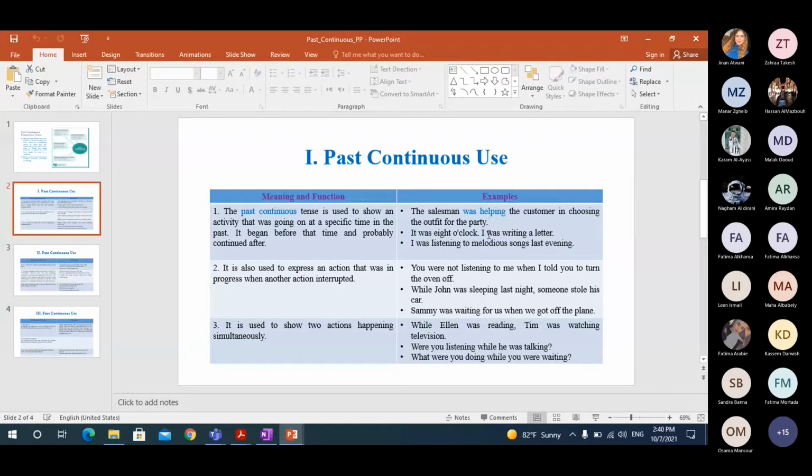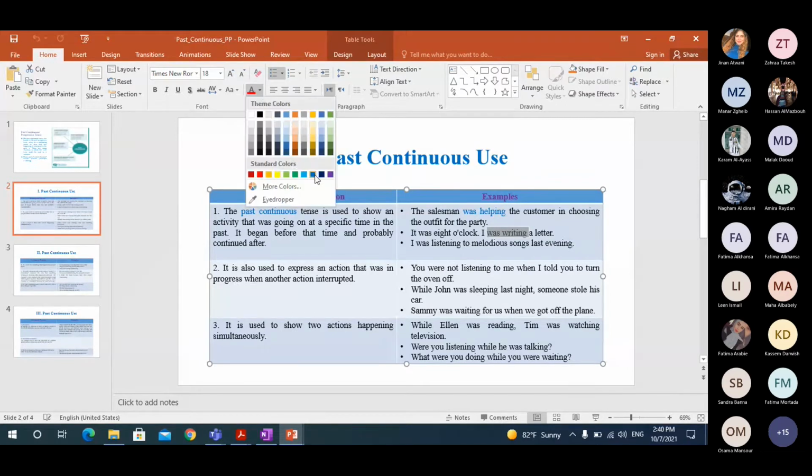It was 8 o'clock. I was writing. Also, I was listening to melodious songs last evening. And you can see the form also. It's also used to express an action that was in progress when another action interrupted. So we can use in the same sentence past progressive and simple past.